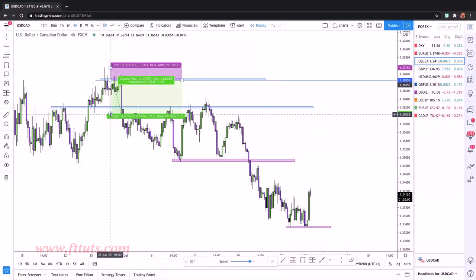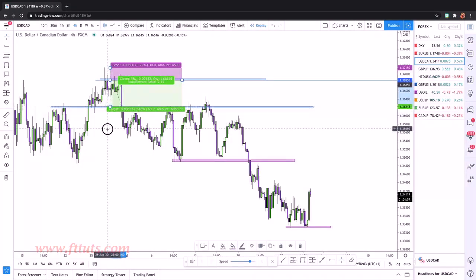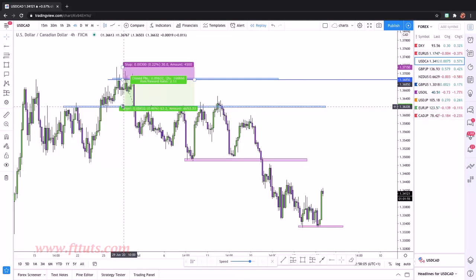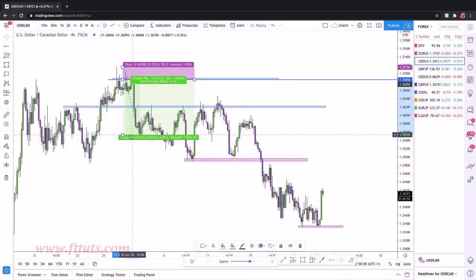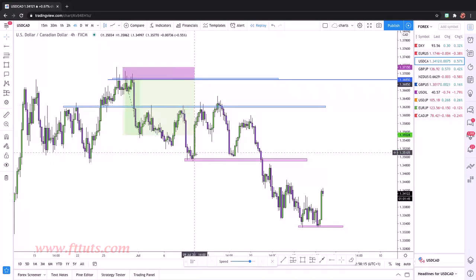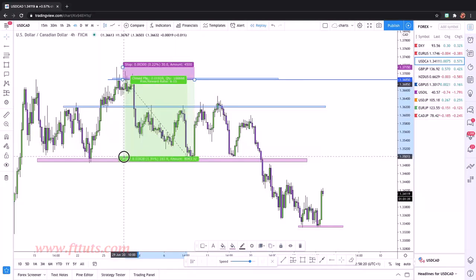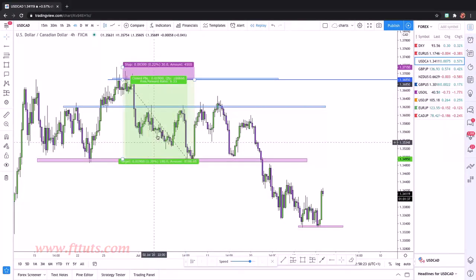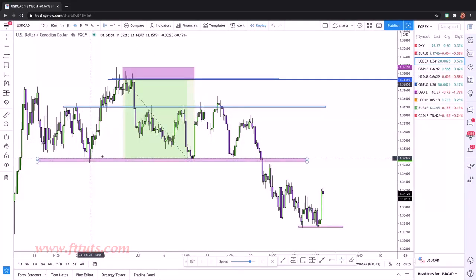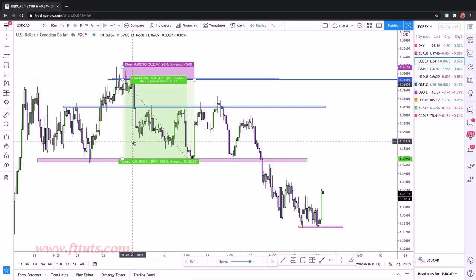So what ends up happening is it breaks structure and comes down, catches minor support, then comes up and tests, then continues down, tests one more time, and then continues down to major support. And if you look left, all you do is bring it down. So that's a 1 to 6, you're risking 30 pips to almost make 200 pips. Okay, so 190. So then what happens is you see support right here.